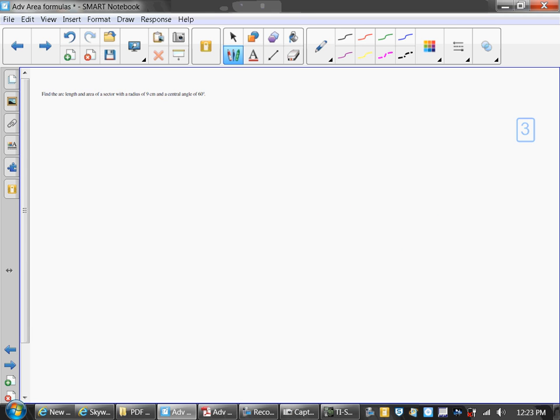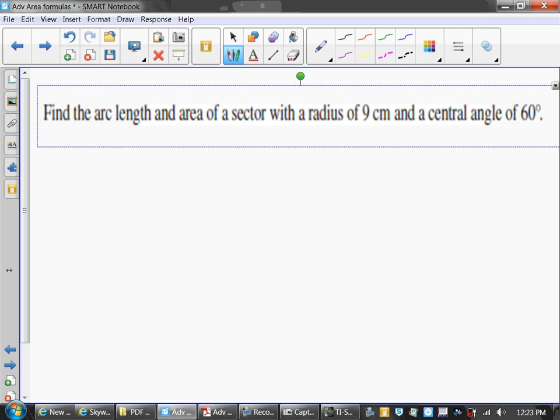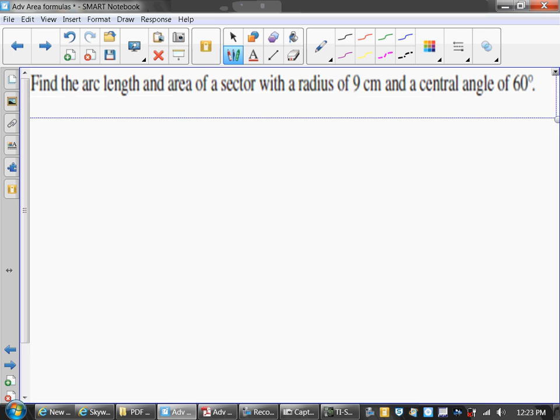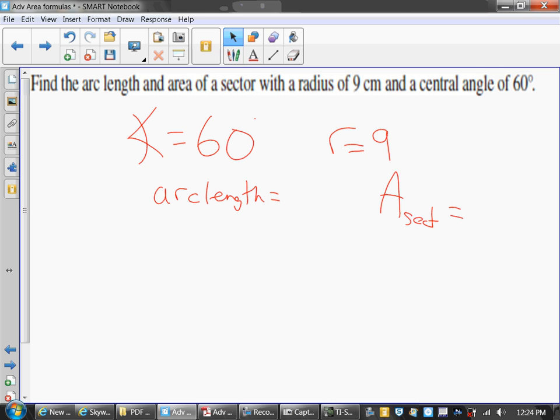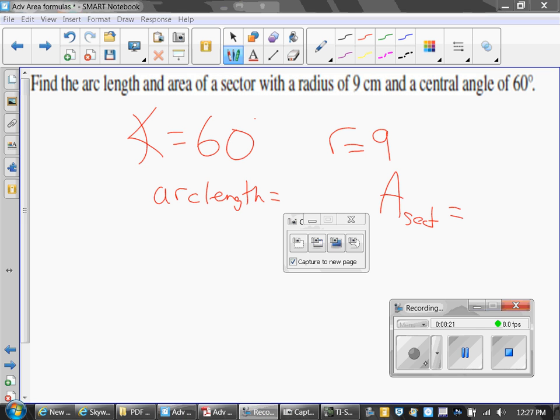All right, try this one then. Find the arc length and the area of the sector that has a radius of 9 and a central angle of 60 degrees. So your central angle is 60 degrees, and your radius is 9, and I would like you to find both the arc length, and I want you to find the area of the sector. Take a minute and find both of those.